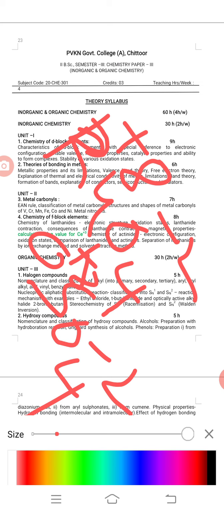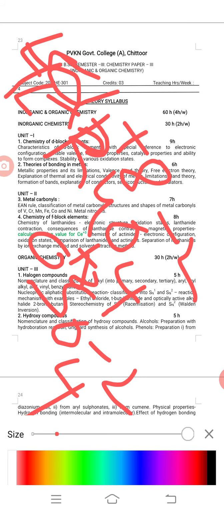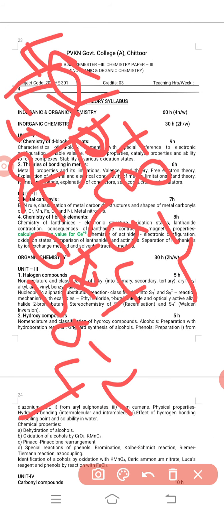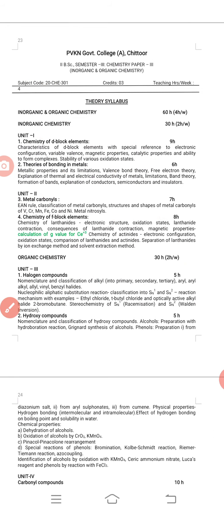Okay. Ruthenium is in the 5d series. Sorry, 4d series. Ruthenium is in the 4d series. Osmium is in the 5d series. So those are the oxidation states.